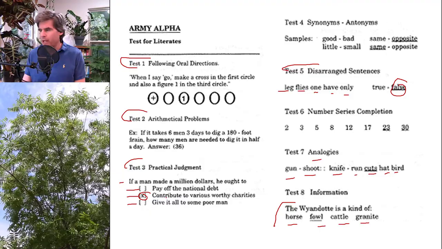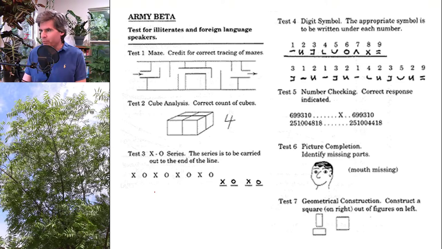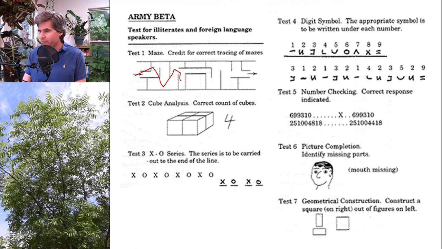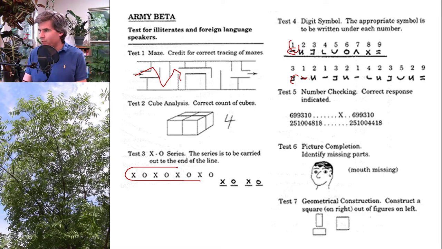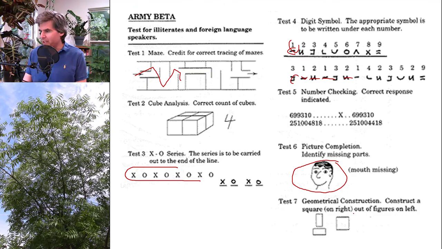And here's the Army Beta. Here's a few examples from the Beta, which would be for people who can't read. So here we got to complete the maze and find your way through the maze. Here we have a sequence of X's and O's and figure out what comes next in the sequence. This type of coding thing where we have codes before each number, so you're supposed to put the right code below each number there. Here we've got a picture with something's missing, and you're supposed to identify what's missing in that picture. So those are examples of items from the Army Alpha and the Army Beta.